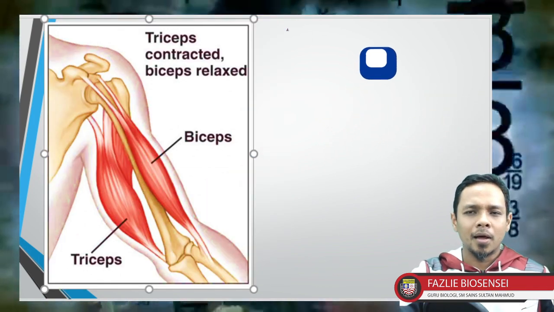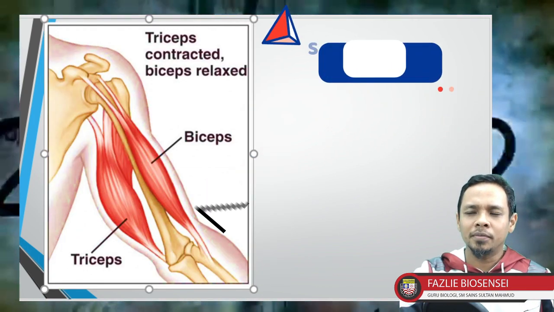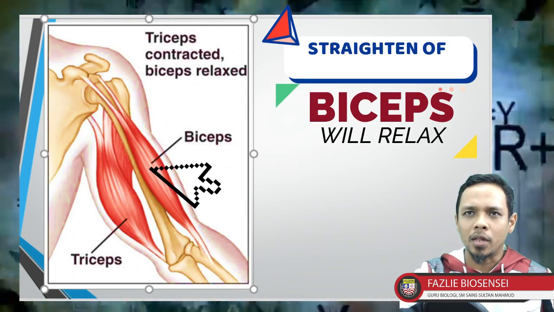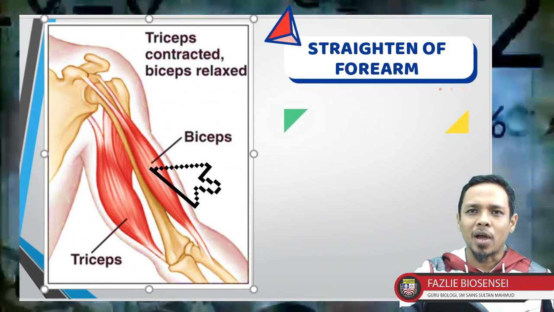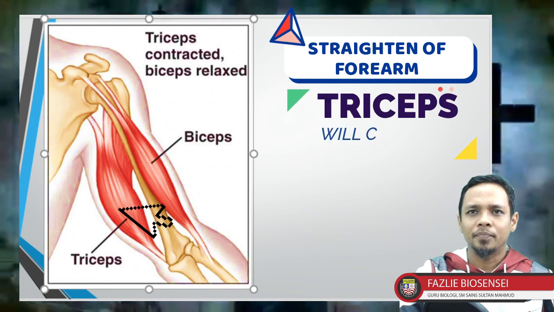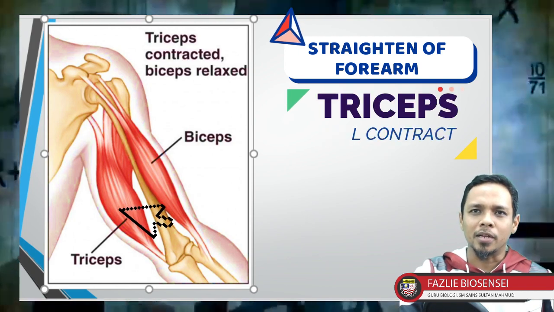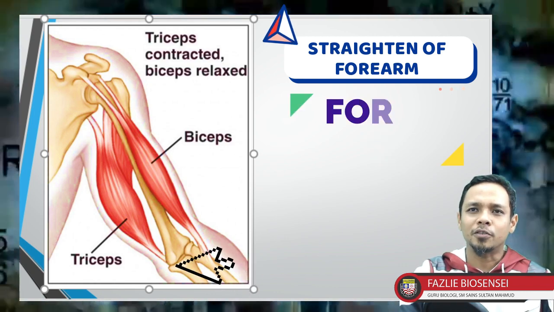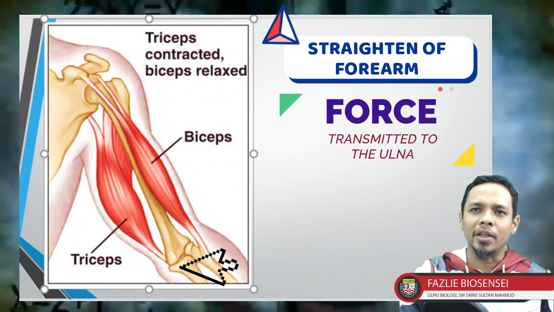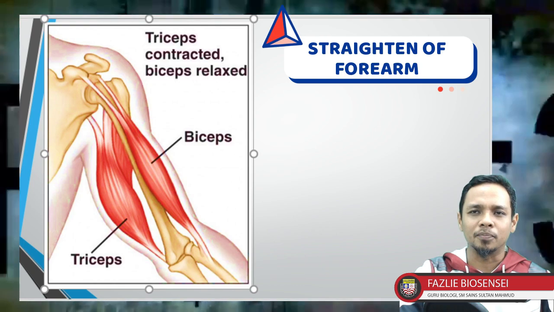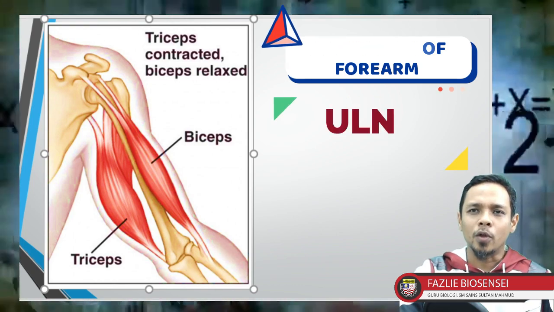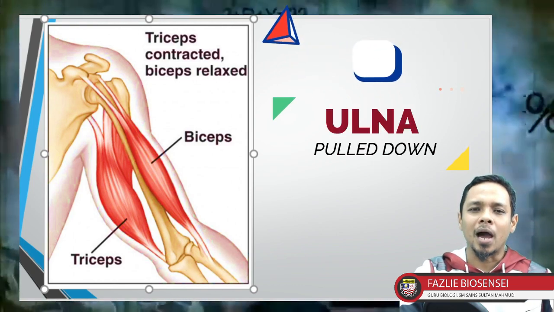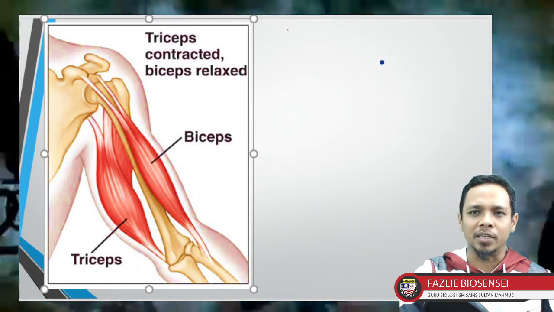Okay, when our arm is straightened, the bicep will relax and the tricep will contract. And then this tricep, when it contracts, will produce force and transmit the force to the ulna through the tendon. So the ulna will be pulled down and our forearm will be straightened.